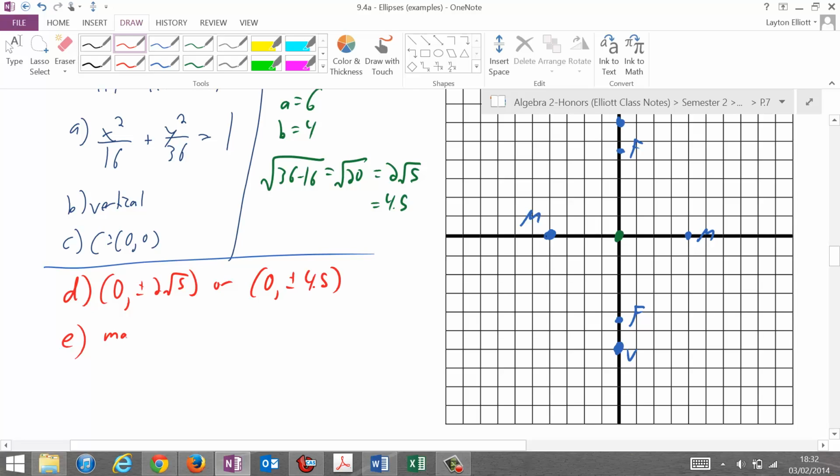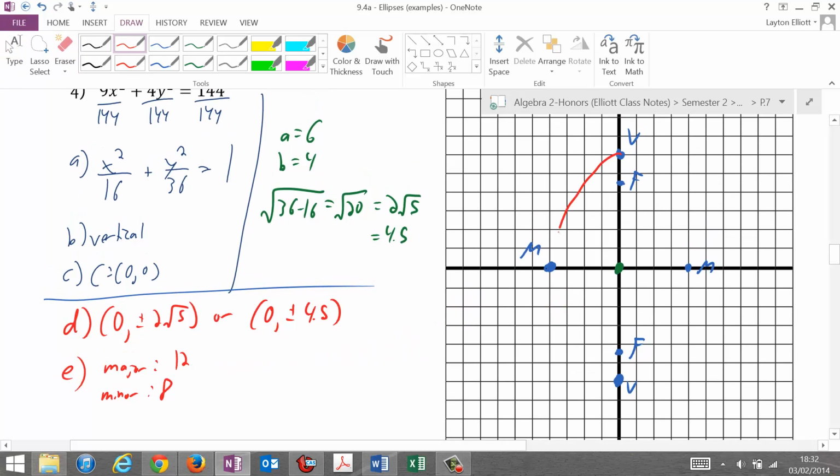For part E, my major axis length is 2 times A, or 12, and my minor axis length is 2 times B, or 8. Just to indicate, that's how long it is from here to here. That is 12 units apart, and then this is 8 units apart. So that's why you're kind of doing that. And lastly, just do a sketch of what this is going to look like. And let's move on to the next one.